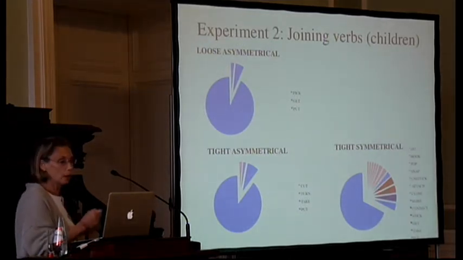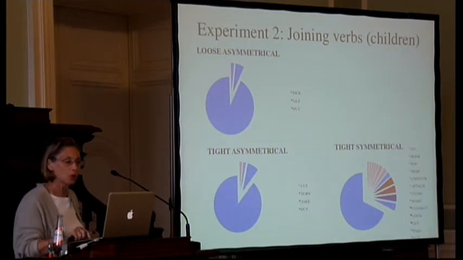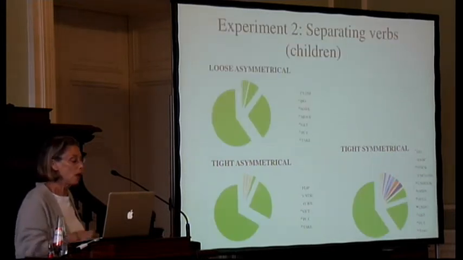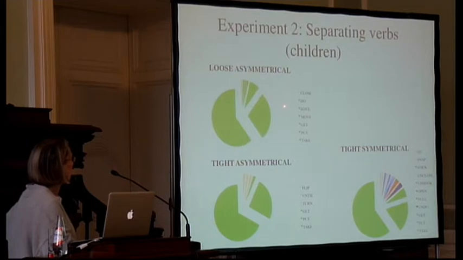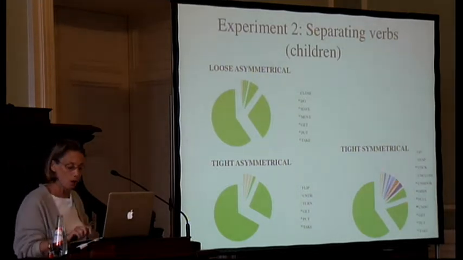But you do see for tight symmetrical, you begin to have things like unstuck. This is actually joining. Children do confuse the to and the from. But attach and connect. So you get more of these more specific verbs when you get a tight fit event. And the same thing happens for the separating events, where you have very huge swaths of the general verbs for the loose asymmetrical, but when you get to tight symmetrical, you get more of the specific verbs.